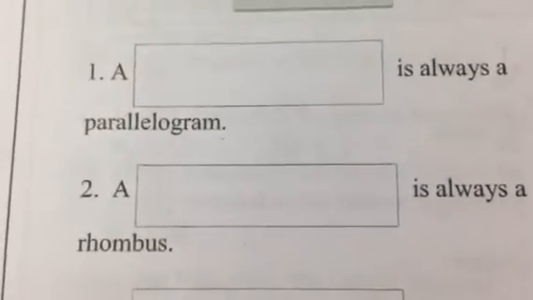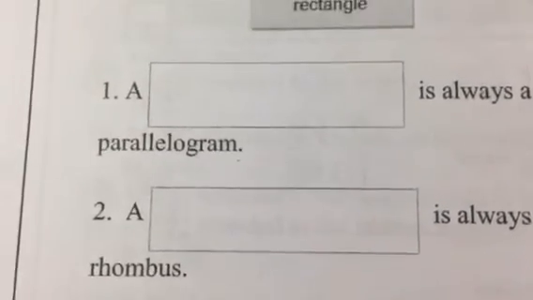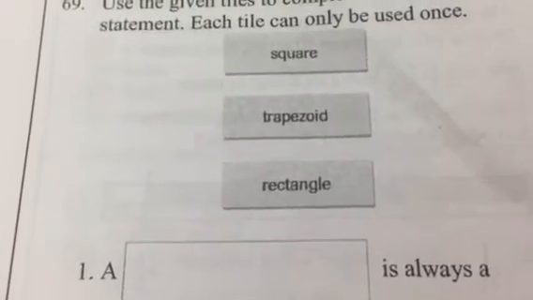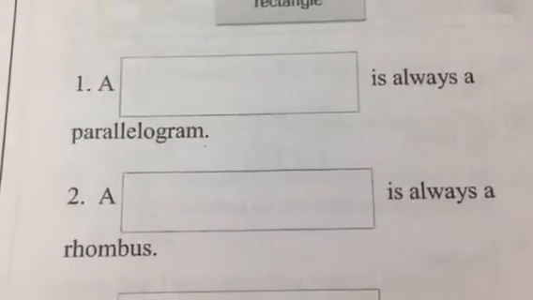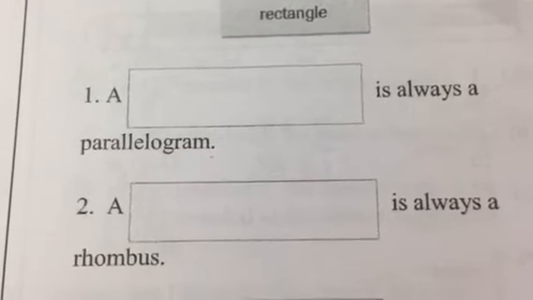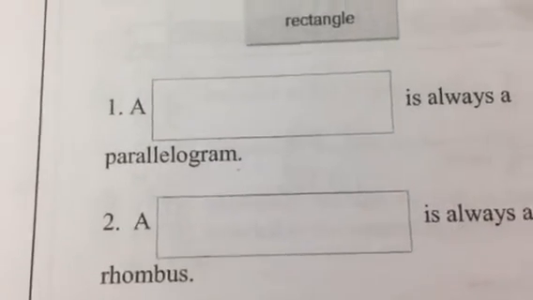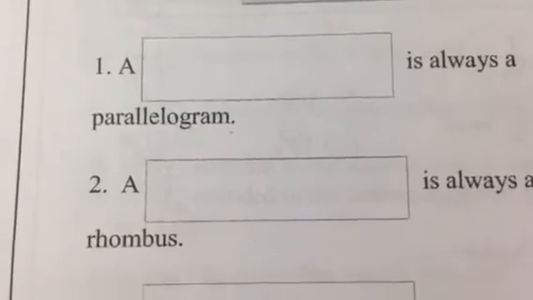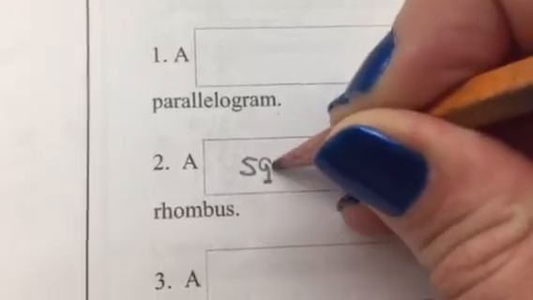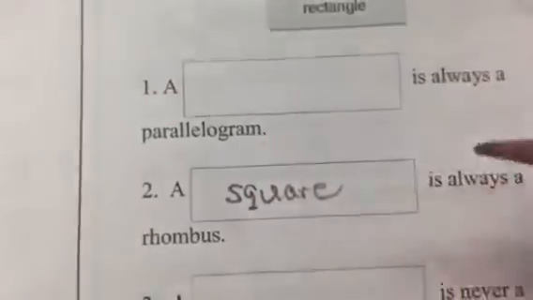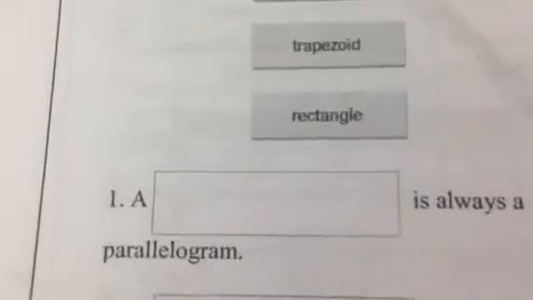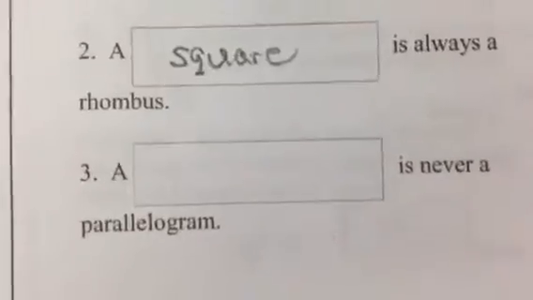So a blank is always a rhombus. Actually, I know it's always a rhombus. A square is always a rhombus because I want to remember that a square has 4 congruent sides, and 4 congruent sides are all the same length, and 2 pairs of parallel lines. So I'm going to go ahead and mark that. A square is always a rhombus. They share the same attributes. The only thing that makes a square different is that it has 4 right angles. So I know that either trapezoid or rectangle are left.